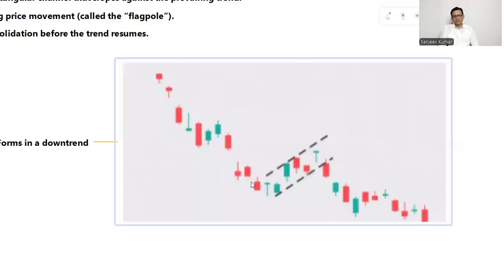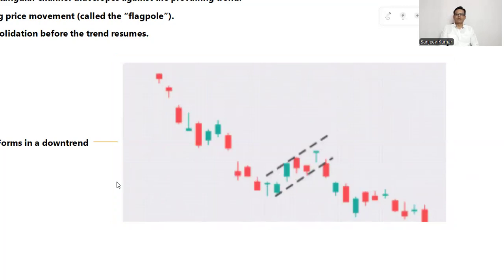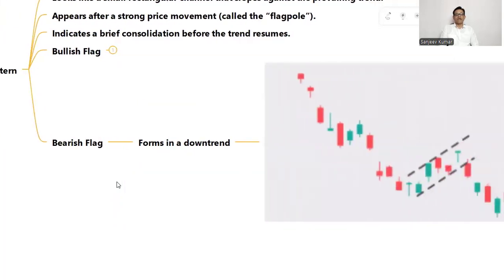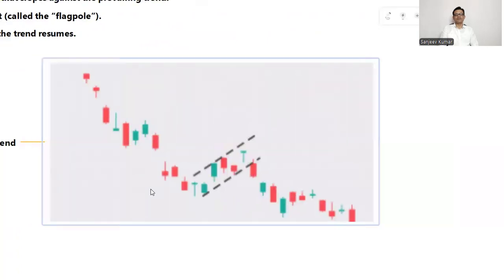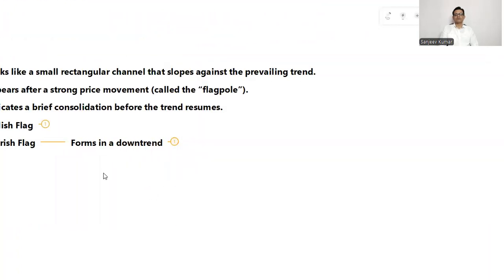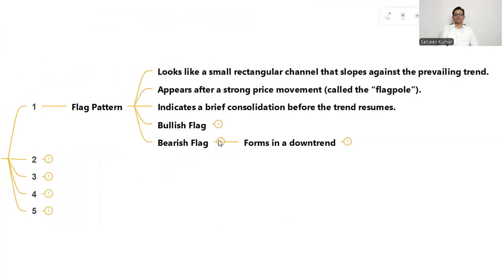From here, there is support. Share price moves upside, again moves down, and when you draw a trend line, it will look like this. So this is the bearish flag pattern, and here you can see this is the breakout candle. So this was the flag pattern.